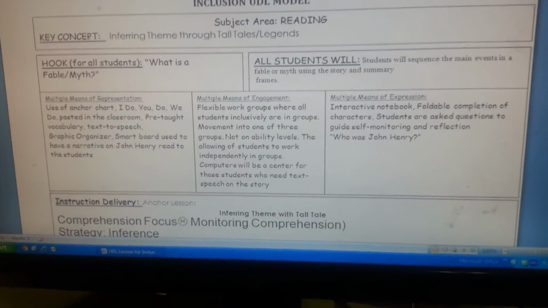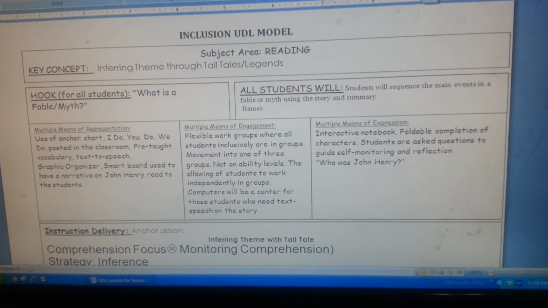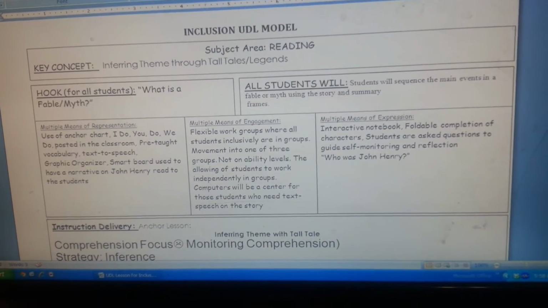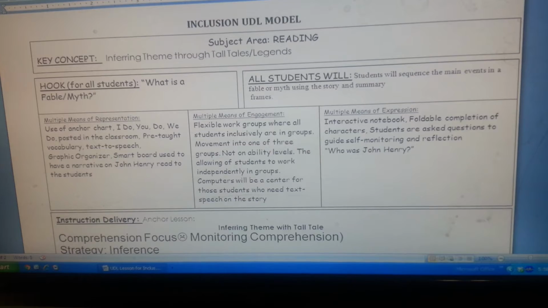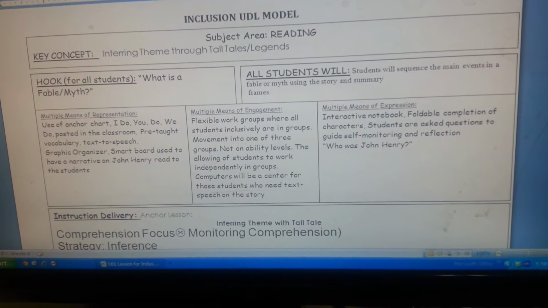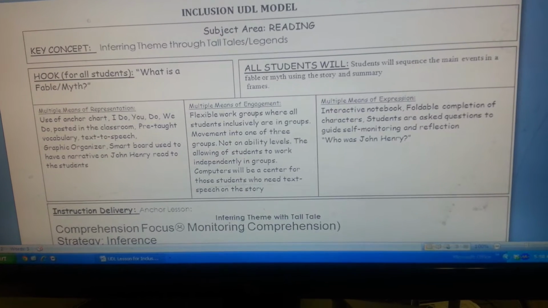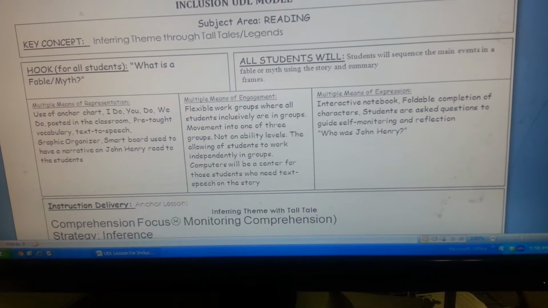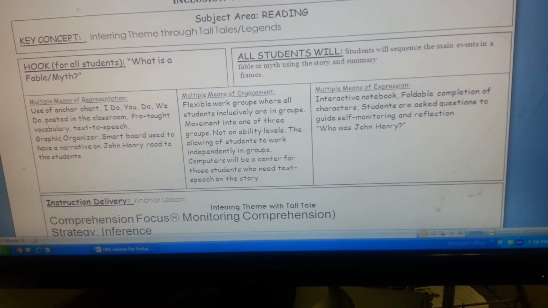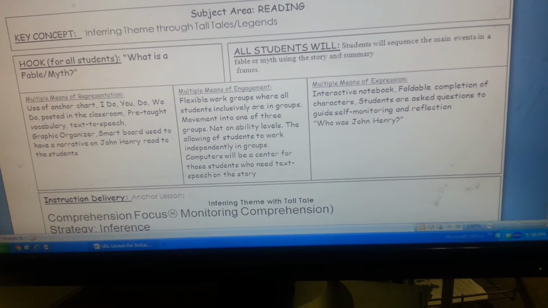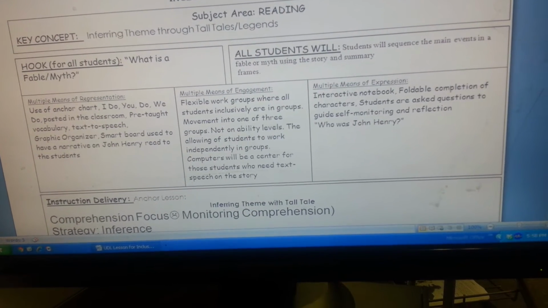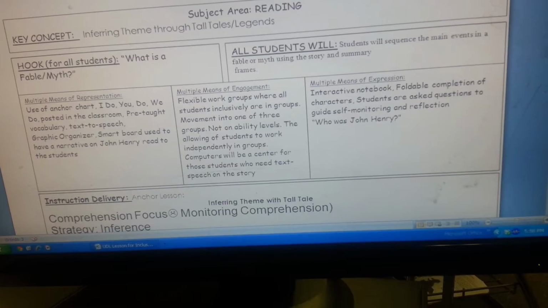Here is my inclusive UDL model. The key concept is inferring the theme through tall tales and legends. The hook for all students inclusively will be, what is a fable or myth? My objective is to have students sequence the main events in a fable or myth, using the story and summary frames. Now, key points.